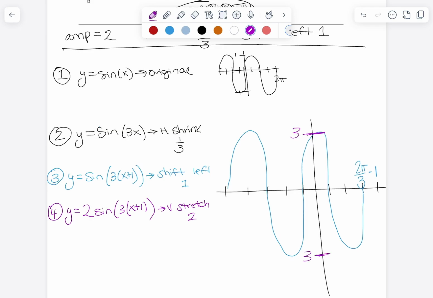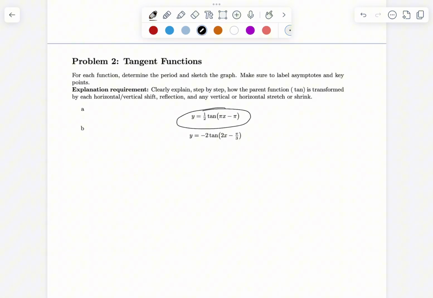So it's going to turn the amplitude into 3. And then finally, we have 3 plus 2 sine 3 times x plus 1. So that's shifting up 3, which will make the amplitude 5. I actually wrote this one wrong, but that would be 0 instead, because it went up 3.